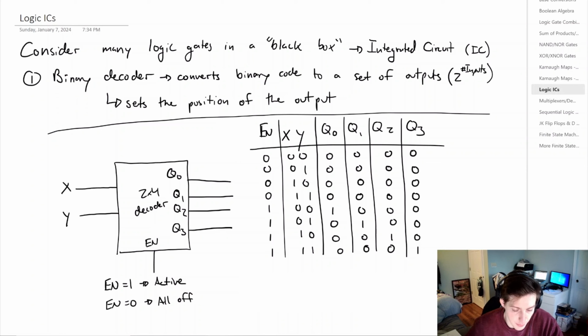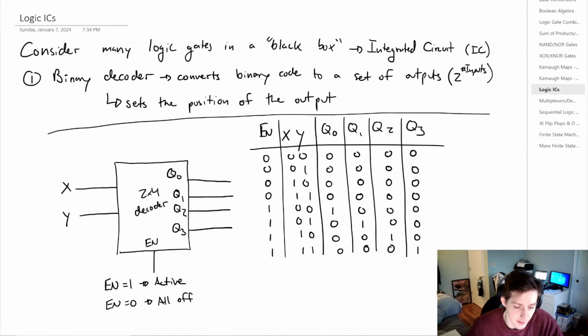Following the videos from K-Maps, we're now going to go into a new topic, and this is the logic IC topic. So what we want to do is consider a bunch of logic gates in a black box. Now we don't know the connection of them, we just kind of know that we have a bunch of logic gates grouped together. Now that theoretical black box is going to be an integrated circuit or an IC.